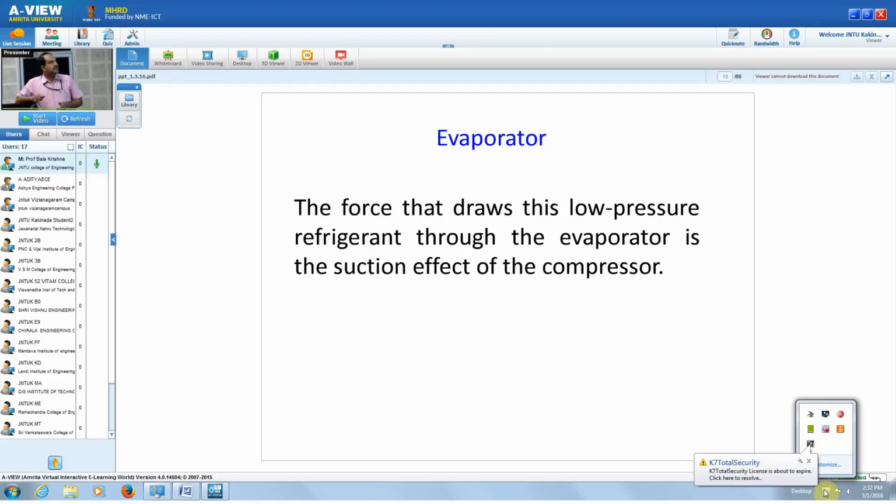Next. The force that draws this low pressure refrigerant through the evaporator is the suction effect of the compressor, because after the evaporator, the connection is to the compressor. What is the function of the compressor? It sucks the refrigerant from the evaporator and then compresses it to the condenser. During the sucking, the force draws this low pressure refrigerant through the evaporator during the suction stroke in the compressor.